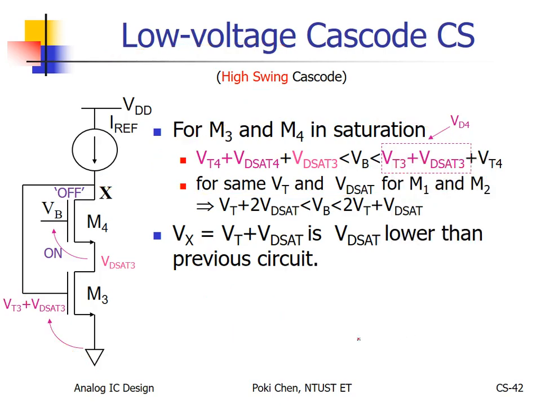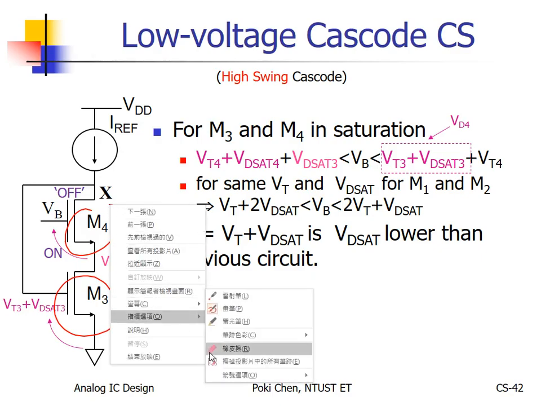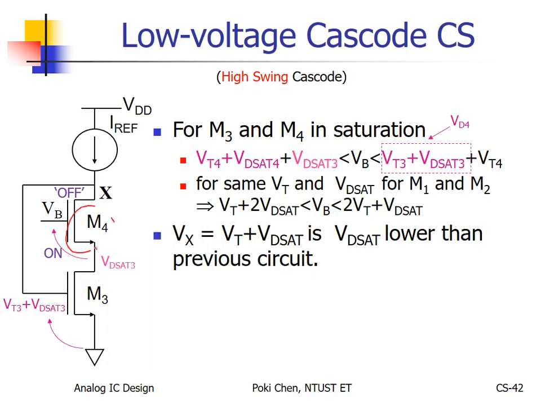So, again, M3 and M4 need to operate at saturation. That is really important. How to make sure they operate in saturation? For M4, node X of the drain needs to operate in saturation region. So according to VB, it cannot be 1 VTH lower. But the voltage is actually connected to M3, so you have VT3 and delta V3.